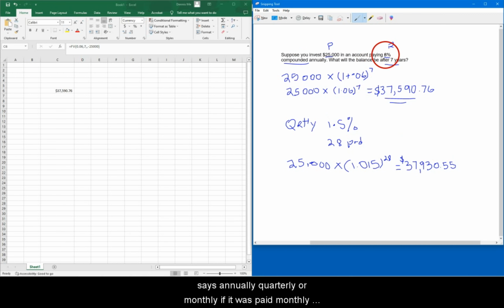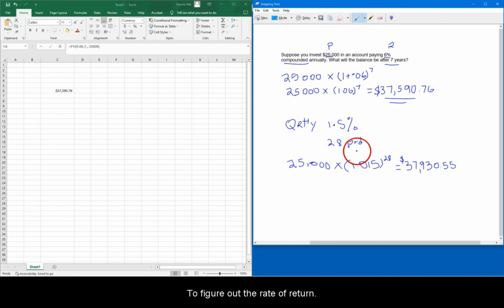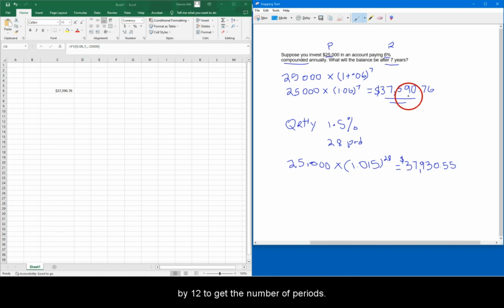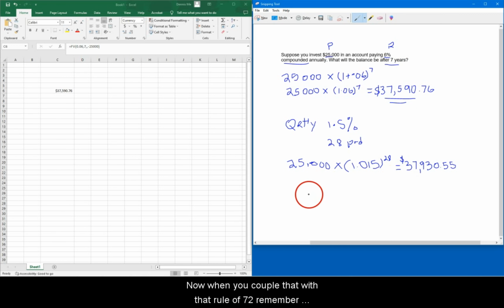If it was paid monthly, you would divide 6% by 12 to figure out the rate of return, and then you would have to multiply the number of years by 12 to get the number of periods. Now, couple that with the rule of 72. Remember the rule of 72 that you guys worked. This is the interesting fact that I want you to take away from this exercise. Because this says the interest is earned annually or quarterly, you think that if you invest the money over a number of years, this is the return.